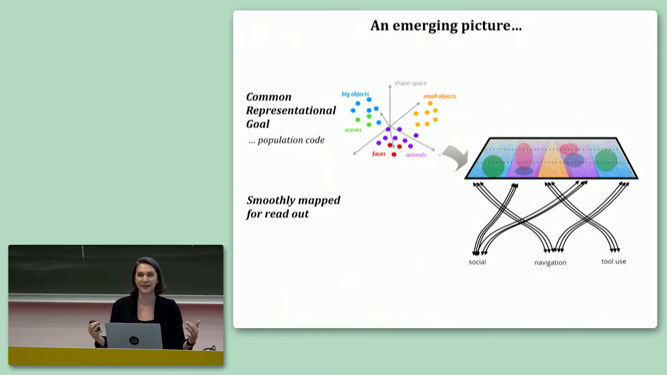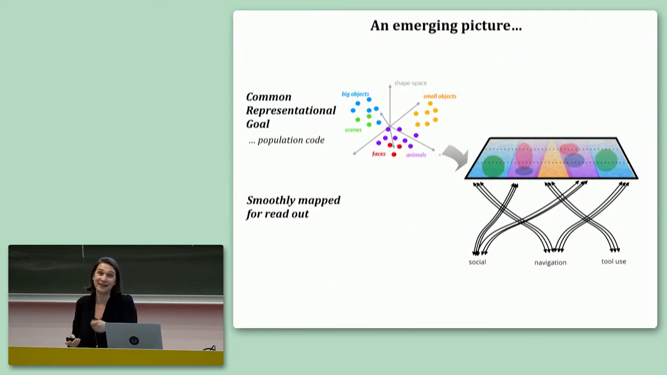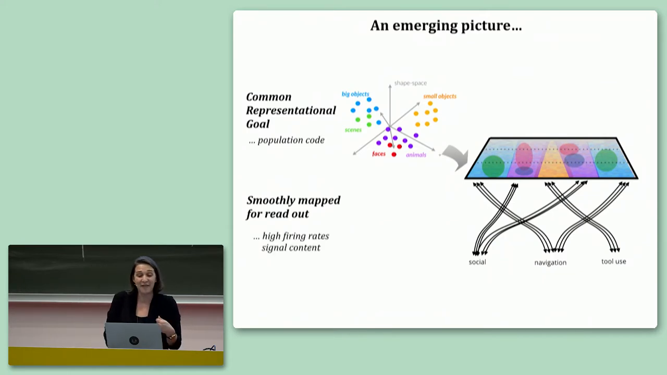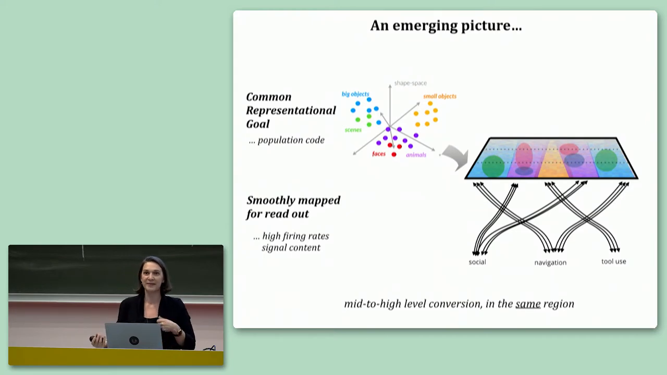and you want to read out information from it from another region, that's a lot of wires you've got to connect the whole bank, like that, there's a lot of wires. So instead, if you route your wires to different parts of the population code, then you might be able to get a high fidelity signal from some of the categories. In particular, we think that's the high firing rates that are signaling the content for that part of the population code.